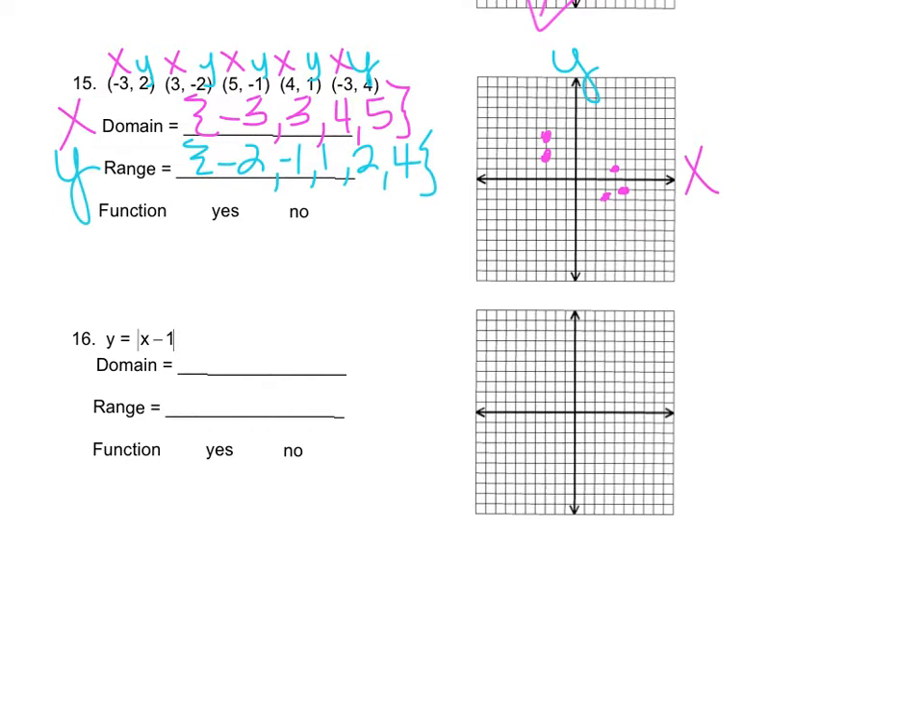Okay, we need to determine if it's a function. If you draw a vertical line, it will intersect here at 2 different places. You could also just look at the ordered pairs. Notice that -3 repeats, so this would not be a function.